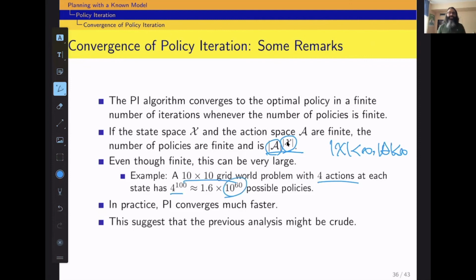So it says that we proved that policy iteration converges in a finite number of times, but that finite number of times can be 10 to the power of 60, which is probably not very good.